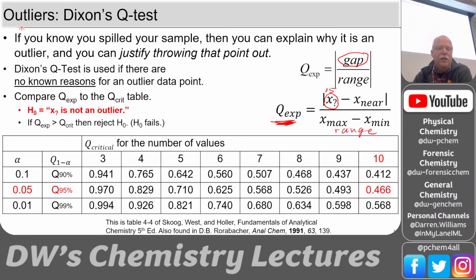And we compare it to the critical value. If Q experimental is greater than Q critical, then we reject the null hypothesis. Now you have to pick a particular row in this Q critical table for the number of values. We have 10 data points right here, and we want to operate with an alpha of 0.05. So we find in the table the intersection of 10 data points and 0.05. So 0.466 is our critical Q value.